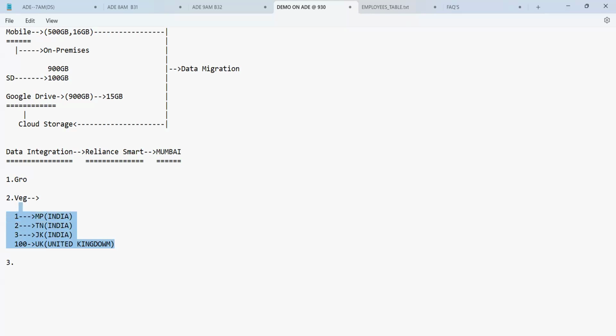You can see these are all various vegetables cropped at different locations, but available for sale in Reliance Smart. Am I right? So multiple products, cropped at different levels, different states or different countries, are available for sale under one head, that is called Reliance Fresh.